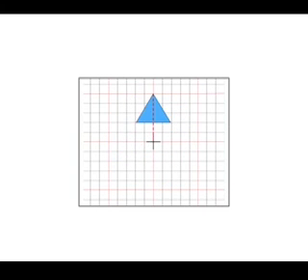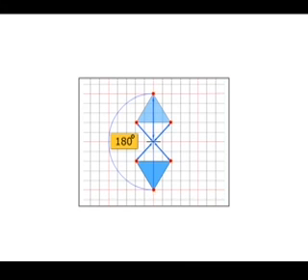When a figure is rotated exactly 180 degrees, it is said to have point symmetry because each point has a matching point at the same distance, but in the opposite direction.